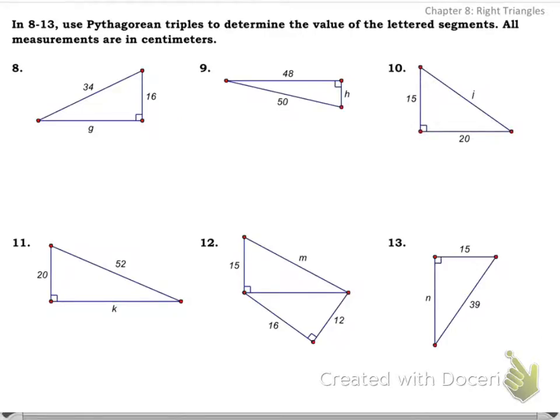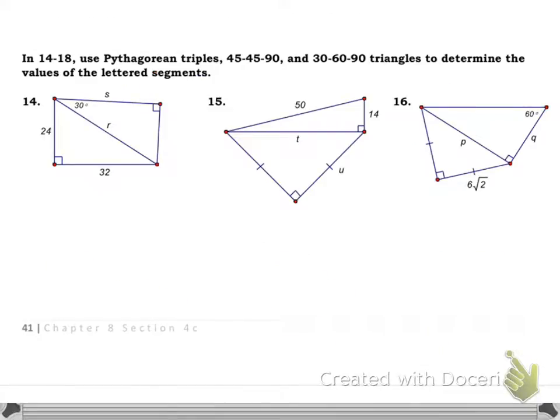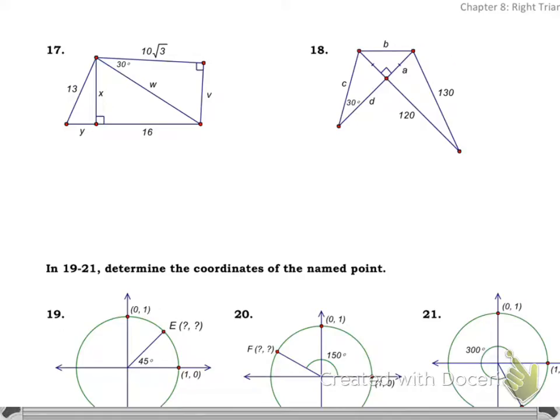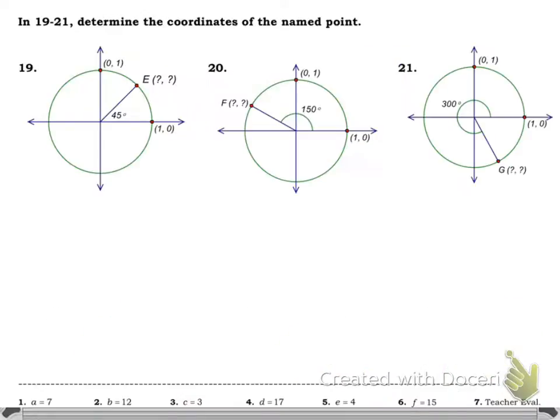That's good. Pythagorean triples again. This one you're going to be using 45, 90, 30, 60, 90, and you're going to be using Pythagorean triples. Same thing with that one. These are a bit different.